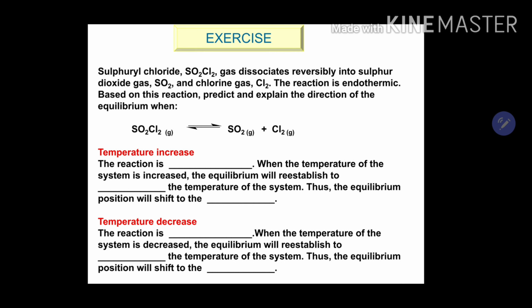Exercise. Please answer these questions in order to achieve the learning outcomes in this subtopic.